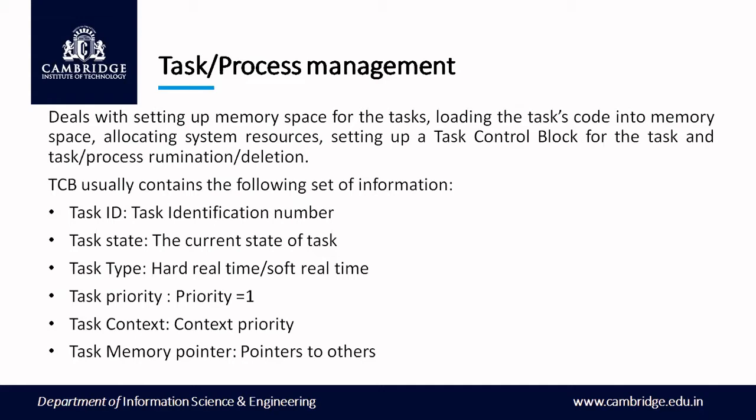So TCB, that is task control block. TCB means task control block. It contains the following set of information. What all information should the TCB have? One is task ID, that is task identification number. You are going to give an ID to each of the tasks. So the operating system or the kernel will allocate the ID for that task. So that is the task identification number.